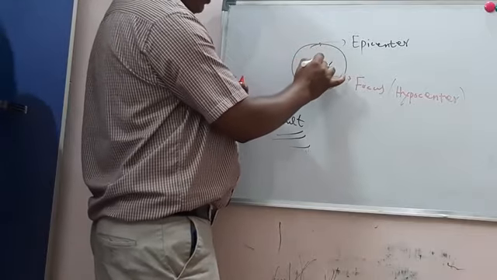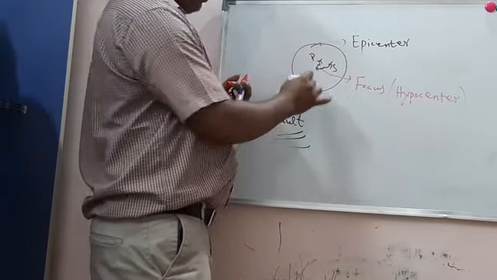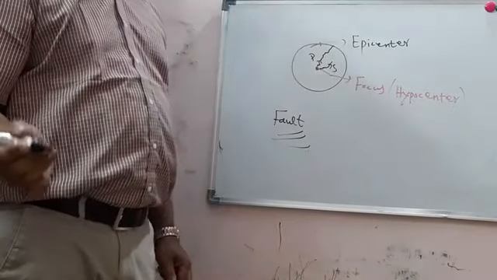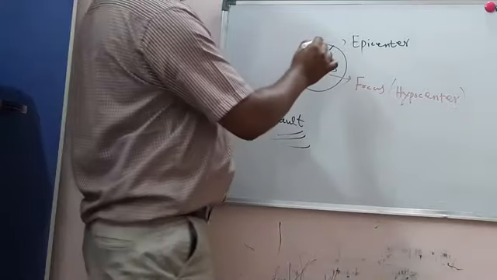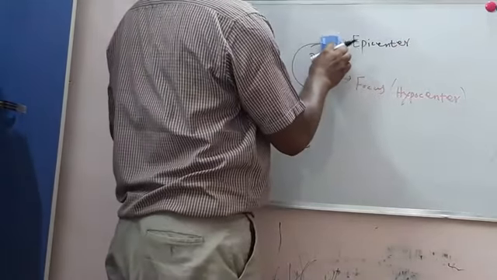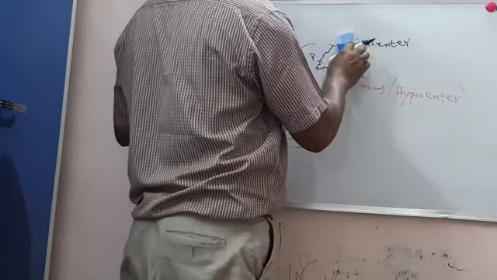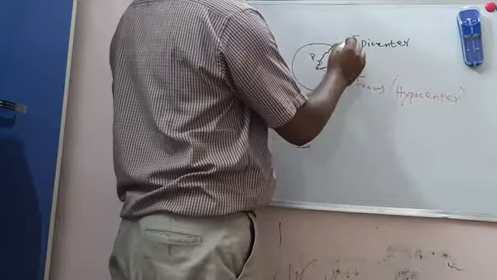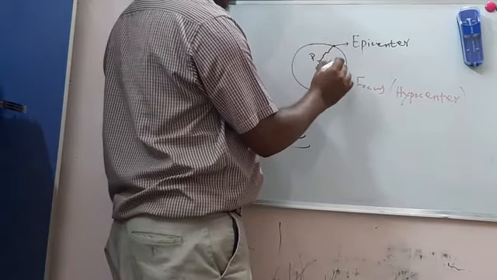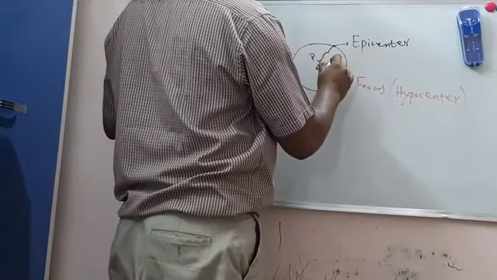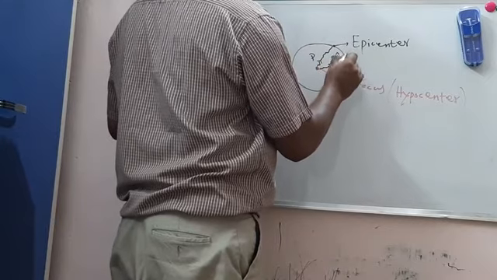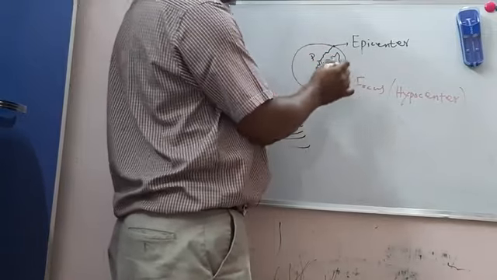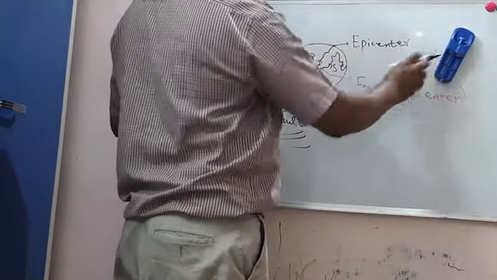Okay, so P and S waves emanate from the focus or hypocenter, and since P waves move faster than S waves, they reach first, whereas S waves take longer time. Also they move slowly, like this.